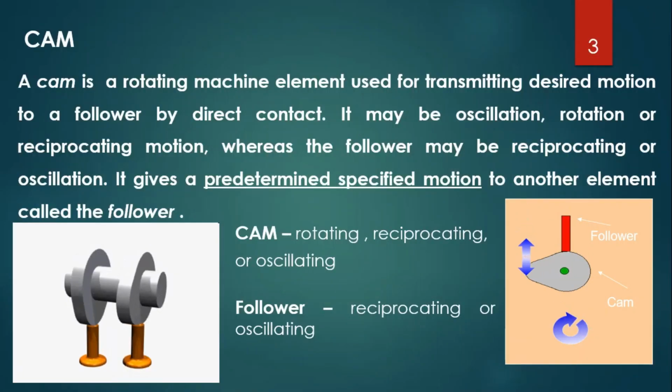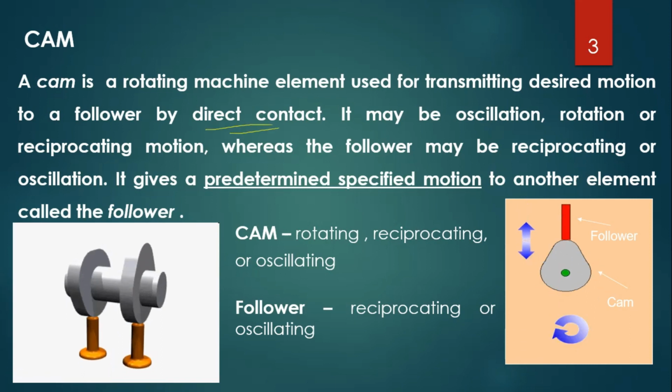A cam, what is meant by cam? A cam is a rotating machine element used for transmitting desired motion to a follower by direct contact. By direct contact, a cam may have reciprocating, rotating or oscillating motion, whereas the follower may have reciprocating or oscillating motion, right? A cam has three motions, reciprocating, rotating or oscillating, whereas a follower has only two motions, reciprocating motion or oscillating motion, right?